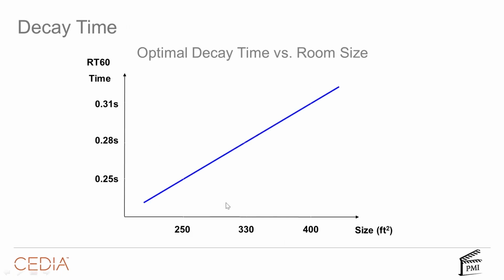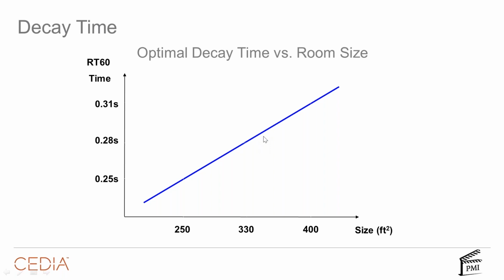Given the size of a room and square footage, which I'm relating back to cubic footage by assuming certain ceiling heights, these are the reflection decay times. So on average, it's somewhere in this range over here. So a 300 or 400 square foot room, which is most of the sizes we're doing, the decay time should be somewhere around 0.3 seconds.